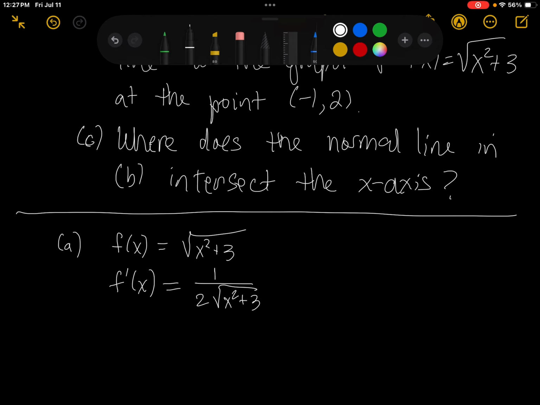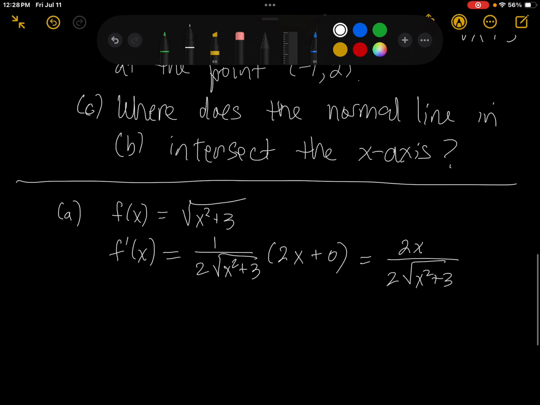what's the derivative of x squared plus 3? 2x. Right? And maybe I'll just write out all the steps, and those that have parentheses. This might be a little too much. The derivative of x squared is 2x, the derivative of 3 is 0. But this is going to be 2x over 2 root x squared plus 3. Right? Because I have a product.